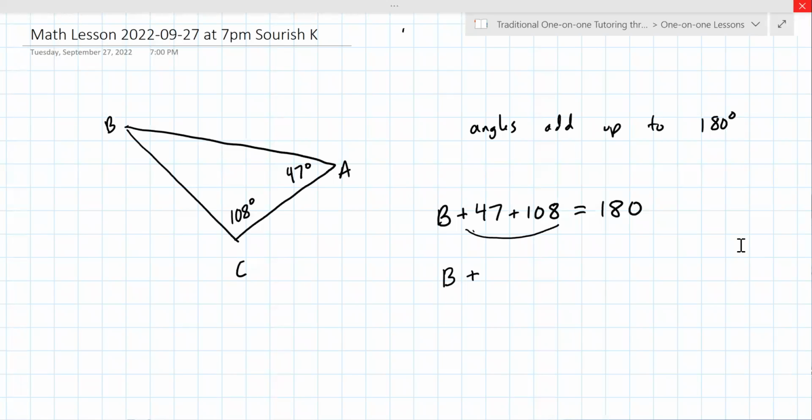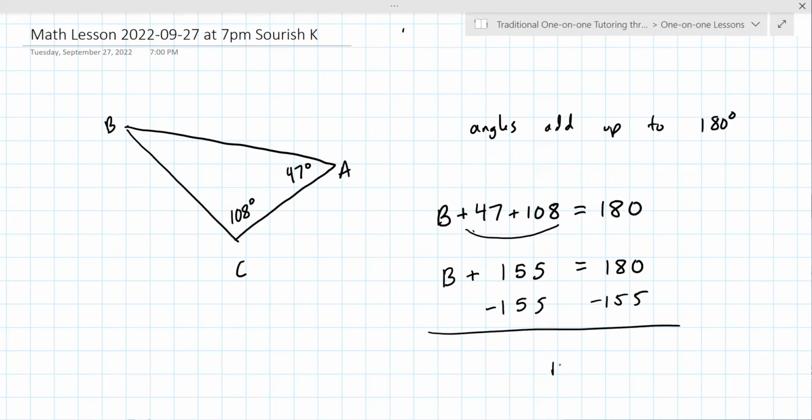What do they add up to, Sourish? $155. Okay, I agree. Okay, so now you can subtract. Yes, you're going to subtract 155 from both sides of the equation, and that's going to allow you to solve for B.